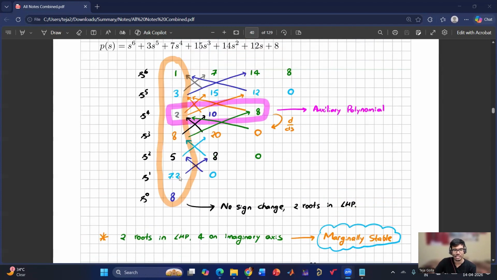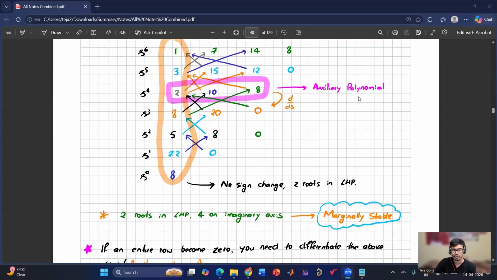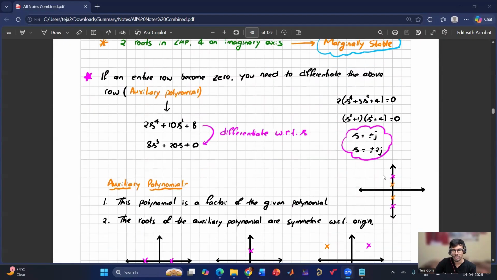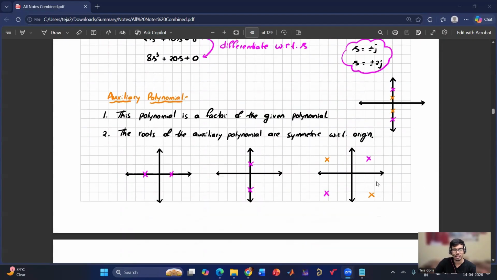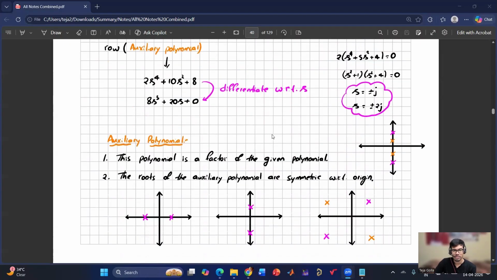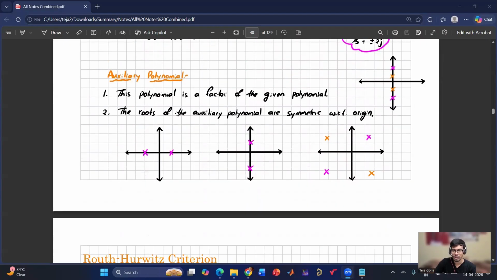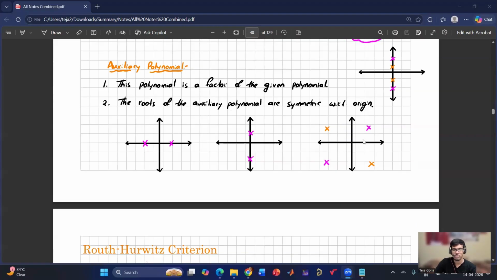If there are no sign changes, then it means there are no RHP zeros, but we have to check for the polynomial. But this auxiliary polynomial has roots on the imaginary axis, so it is basically marginally stable. And auxiliary polynomial coefficients are real, so the roots will always be symmetric. So it can have two on the real axis, two on the imaginary axis, or complex conjugates, some on the left half plane, some on the right half plane.